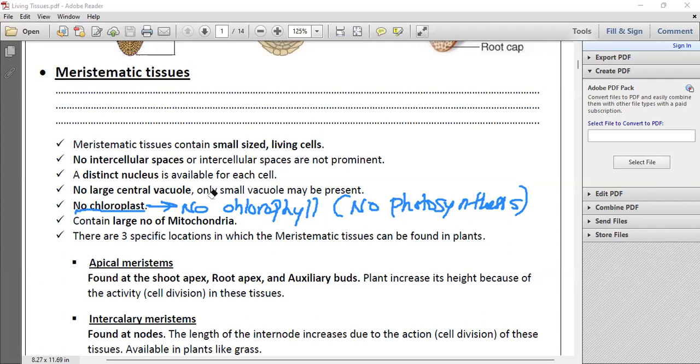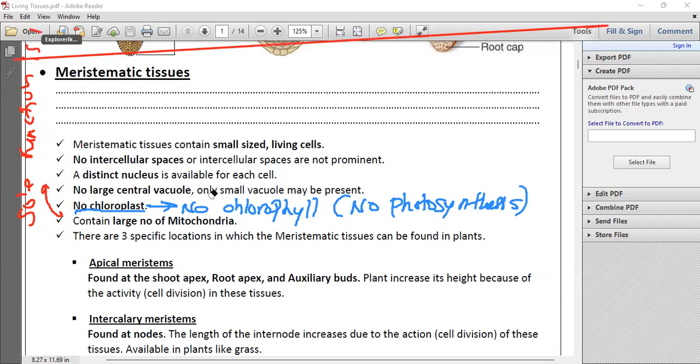So no chloroplast, that means no chlorophyll, no photosynthesis takes place. So here you can write the sole function, the priority function of a meristematic cell: the sole function is to carry out cell division.